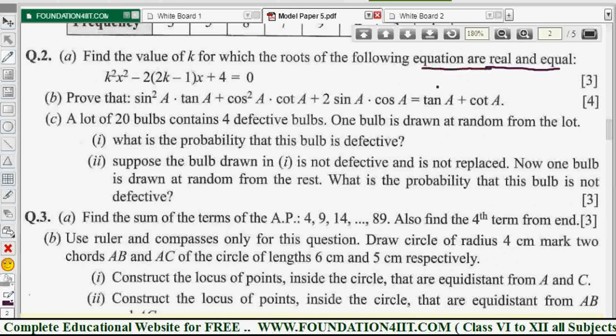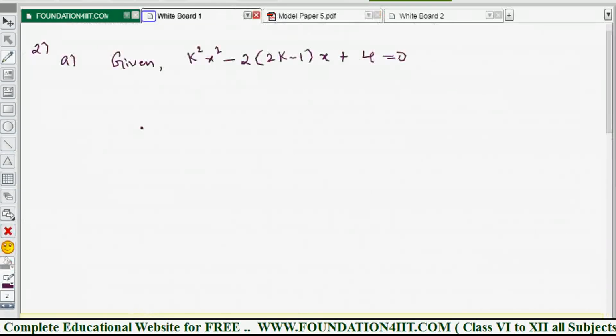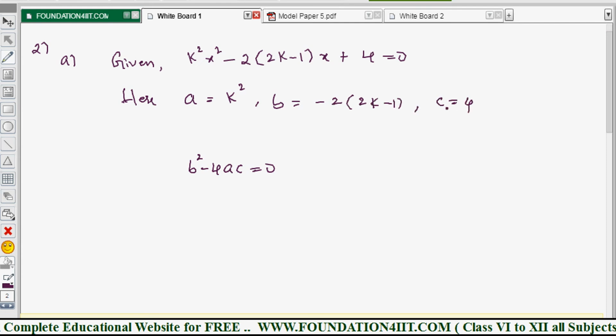That means whenever the roots are real and equal, we will use the formula b square minus 4ac is equal to 0. So before that, let us take a is equal to the x square coefficient. The x square coefficient is k square, and b is equal to the x coefficient, so that is minus 2 into 2k minus 1, and c is the constant, that is 4.